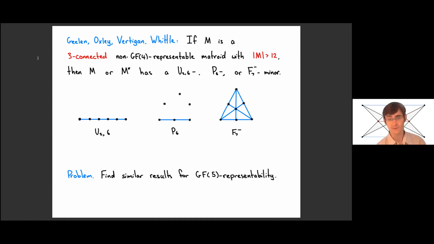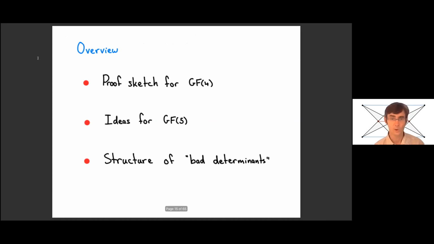Okay, so that's a little bit just about where I hope this will go. So now, in terms of this talk, what I want to do is to give you a sketch of the proof of the excluded minor characterization for GF4, and then look at which of those ideas extend to GF5 representability, and then focus. So something that comes up in the proof is the notion of a bad determinant, and we'll focus on what the structure might be for bad determinants. At this stage, we don't know a whole lot, but at least I think that it gives a good strategy for dealing with the excluded minor problem.